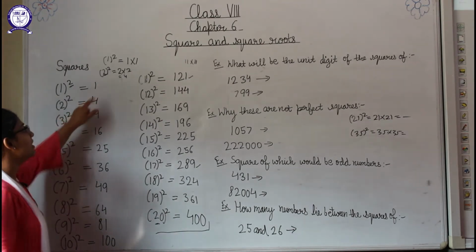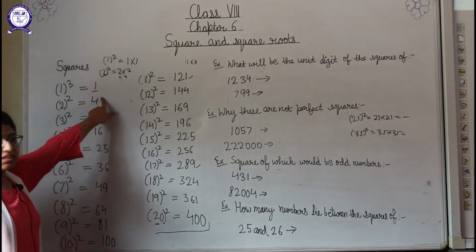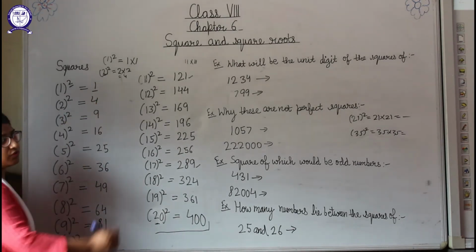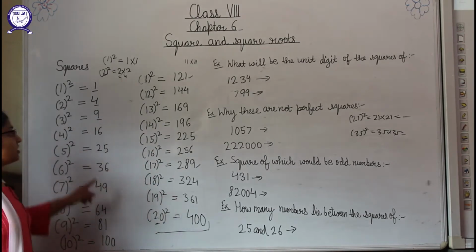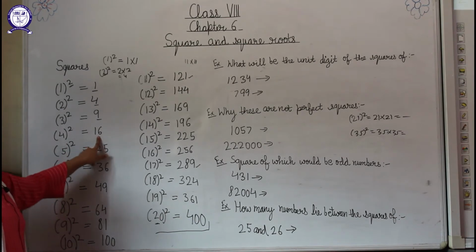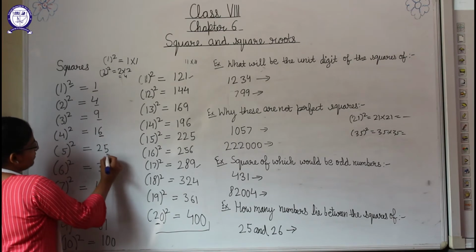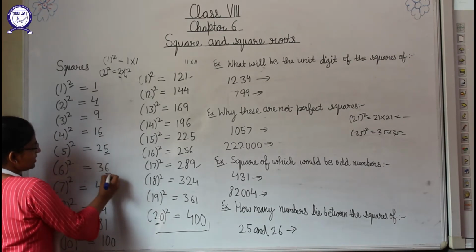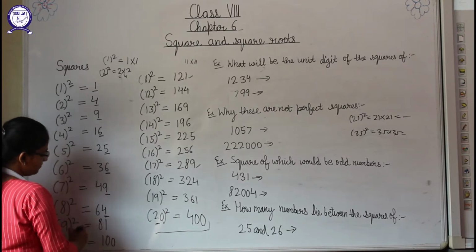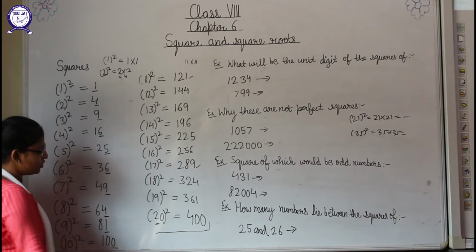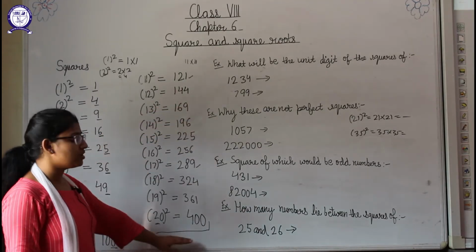1 square is 1. This is only a one digit number, so 1 is the unit digit here. Similarly, 2 square is 4, so 4 is the unit digit here. 3 square means 9 is the unit digit. Now 4 square is 16, so what is the unit place digit here? Unit place digit is 6. Similarly, 5 gives 5 as the unit digit, 6 gives 6, 7 gives 9, 8 gives 4, 9 gives 1, and here 0 is the unit place digit. Okay, here also 1, 4, 6, 9 are the unit place digits.